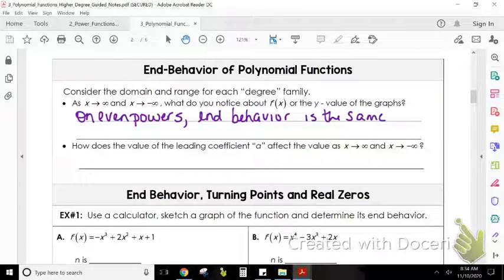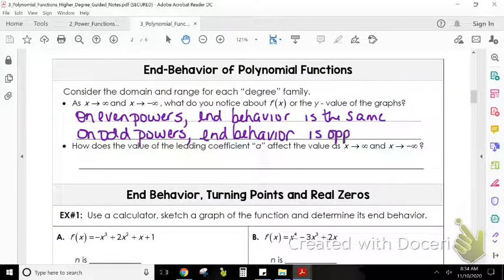They both rise to the left and right, or they fell to the left and right. On odd powers, the end behavior was opposite. So one of them would rise and the other one would fall.